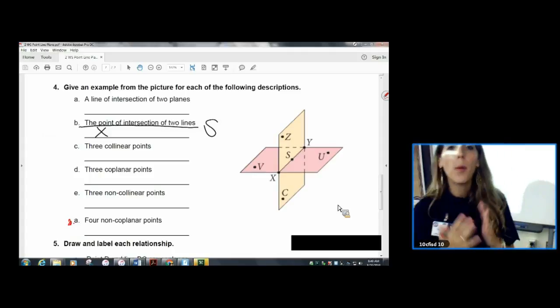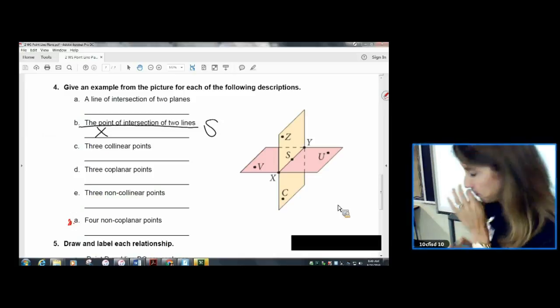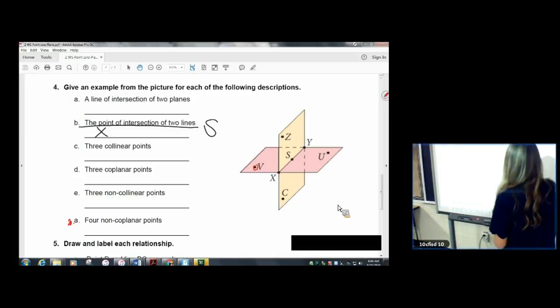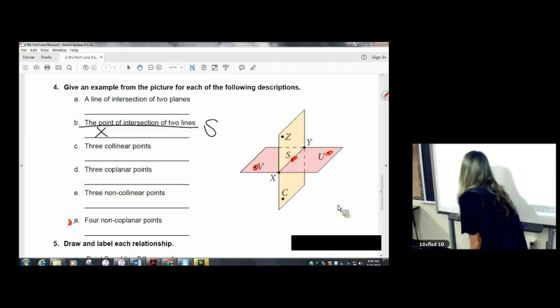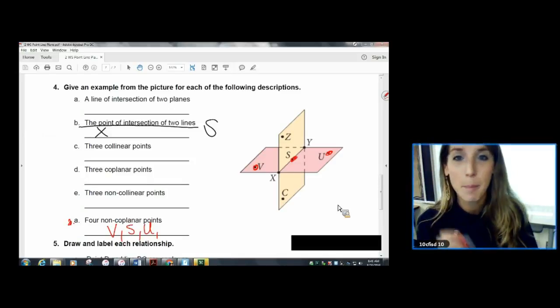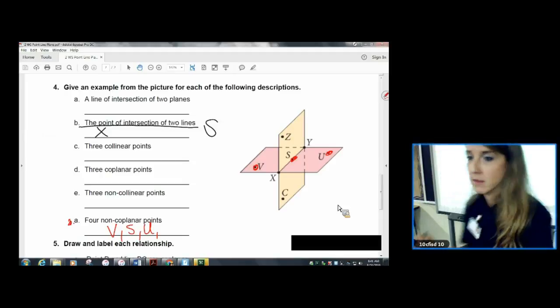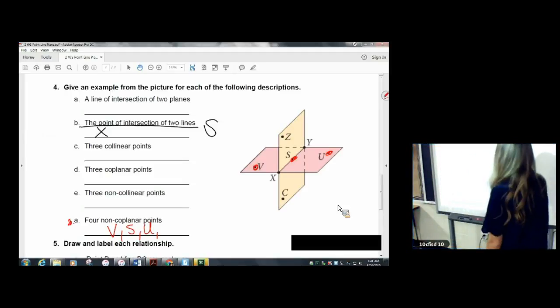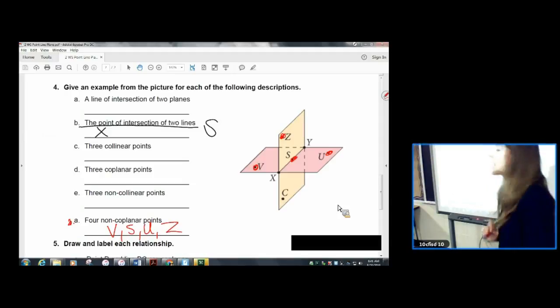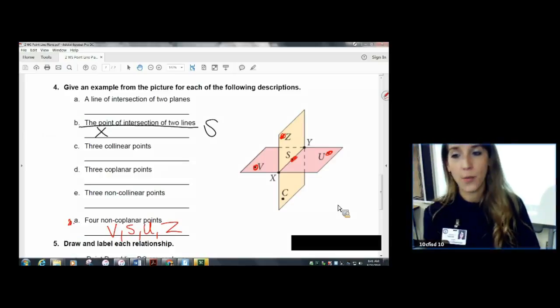So I want 4 points, and I want to make sure not all 4 are in the same plane. So there's kind of a strategy to this. I'm going to pick 3 points in the same plane. V, S, U. V, S, and U have something in common. They are all in the pink plane. Now I'm going to purposely pick a point that is not in the same plane as them. I'm going to pick a point in the yellow plane that's not in the pink plane. I just named 4 points, and I could never put one plane through all 4 of those points.